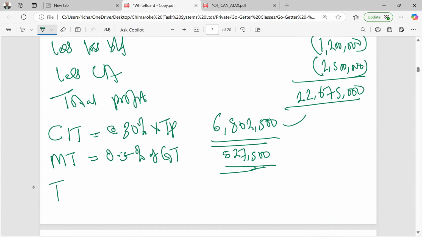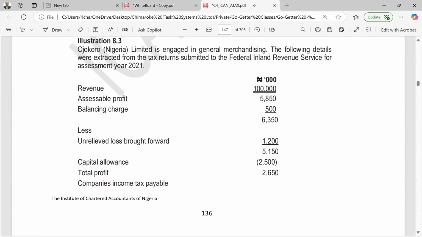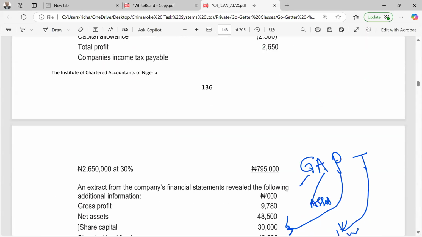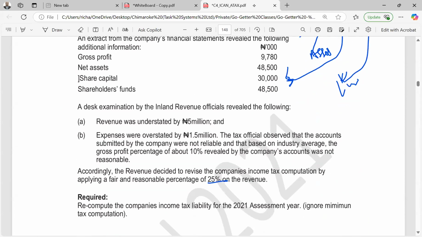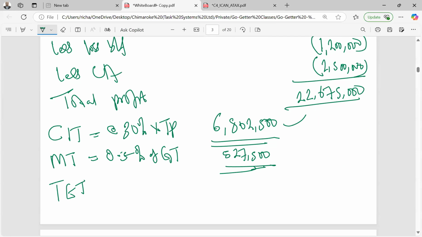Then you are going to calculate your tertiary education tax. In the question, they told us to ignore minimum tax. I remember when they said that, ignore minimum tax, I still purposely went to calculate it. But don't do like me in the exam, if they told you to ignore it.